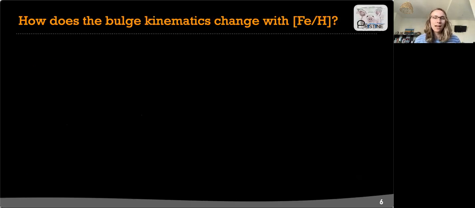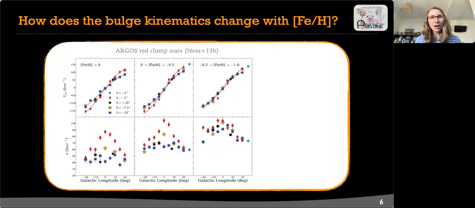So one question to ask is how the kinematics in the inner galaxy change as a function of metallicity for stars of different populations. In ARGOS, a normal bulge survey, they split the stars into different metallicity bins, so supersolar, and then two lower metallicity bins. On top is the rotation curve, and on the bottom is the velocity dispersion.